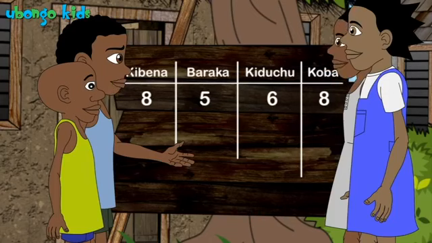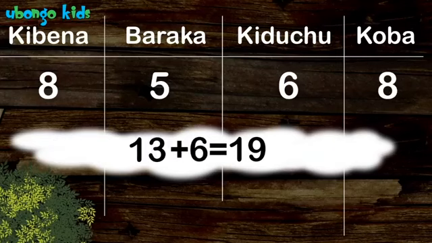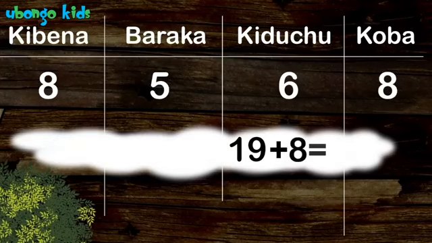That's right. 8 plus 5 is 13. 13 plus 6 is 19. 19 plus 8 is 27. And Ngedere only got 26. So together we can beat him.